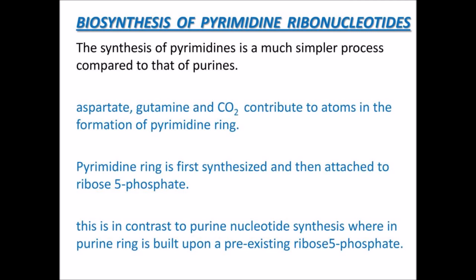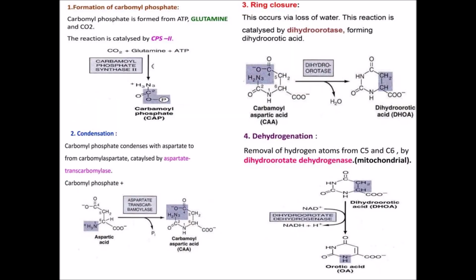Compared to purine, the biosynthesis of pyrimidine is a much simpler process. Aspartate, glutamine and carbon dioxide contribute atoms in the formation of the pyrimidine ring. The pyrimidine ring is first synthesized and then attached to ribose 5-phosphate. This is in contrast to purine nucleotide synthesis, wherein the purine ring is built upon a pre-existing ribose 5-phosphate. Here also there are 11 steps involved.